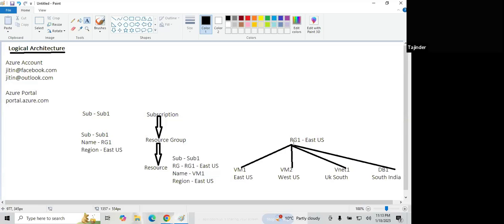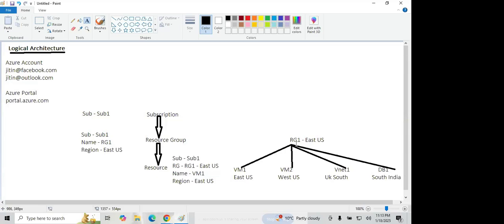So a resource group is nothing but a logical container which contains the metadata of the resources. In one resource group, we can have multiple resources. They can be of the same type, they can be of different types, they might be in the same region, they might be in a different region. Right?